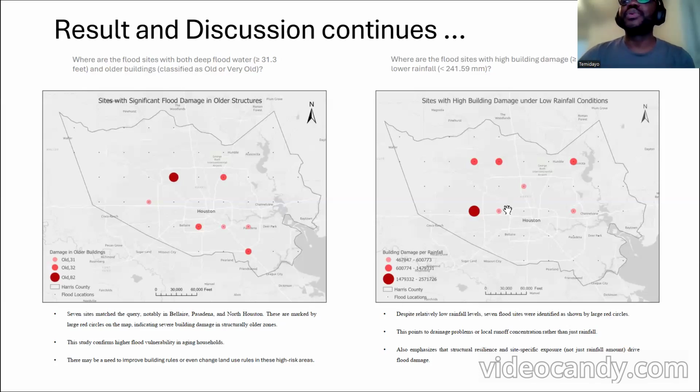these high-risk areas. And the fourth map is answering the question, where are the flood sites with high building damage? As you can see here again, despite relatively low rainfall levels, 7 flood sites were identified as shown by large red circles. The largest of them is in the millions, while the smallest of them is in the thousands. This points to drainage problems or local runoff concentrations rather than just rainfall. Imagine having high effect of flooding even when rainfall values are low. By implication, that emphasizes that structural resilience and site-specific exposure drive flood damage, not just rainfall amount.